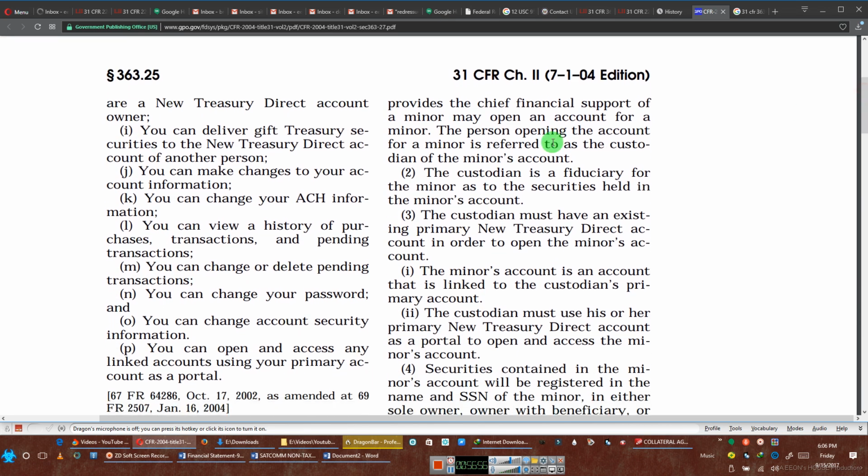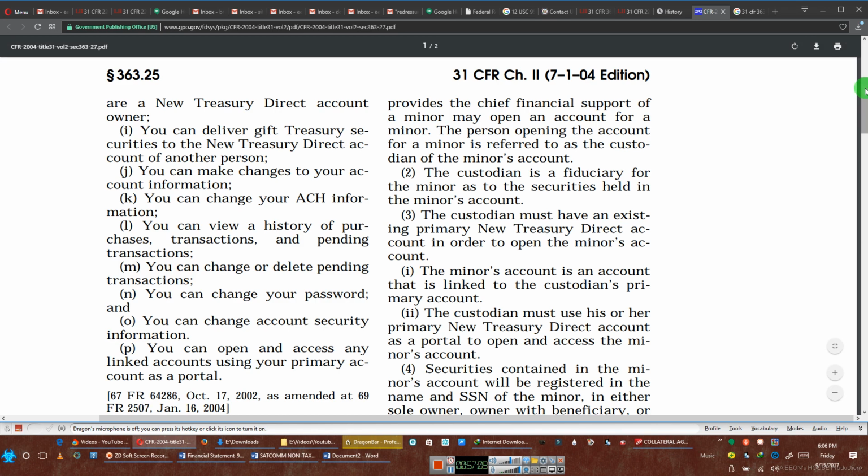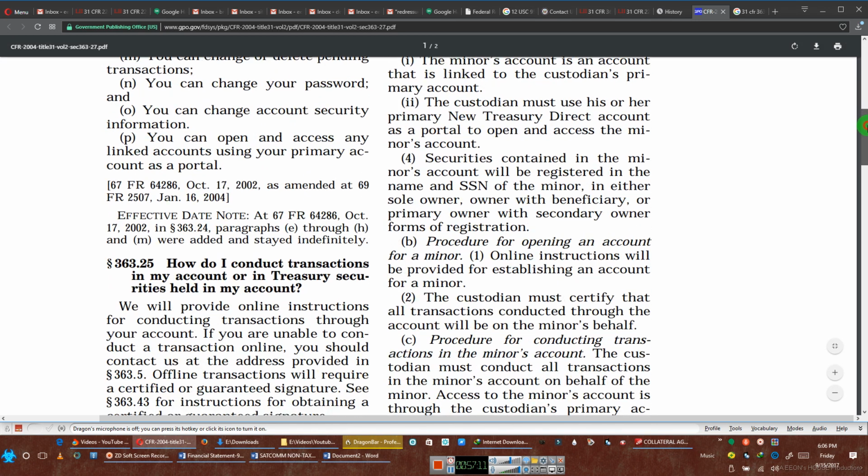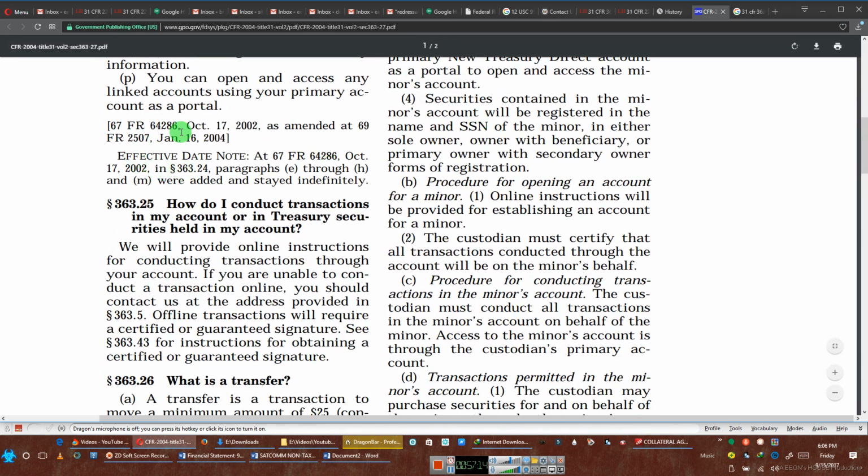Okay. The custodian is a fiduciary for the minor. As to the securities held in the minor's account, the custodian must have an existing primary Treasury Direct account. The minor account is the account linked to the custodian account. And now I'm looking for the one that actually talks about if the minor wants to gain access. Okay. That's it right there. That's where 363.25 came because this is a section I copied. We will provide an outline instructions for conducting transactions through your account.